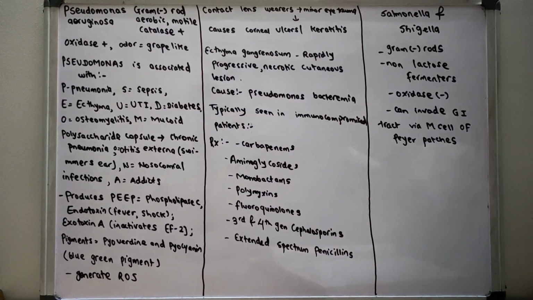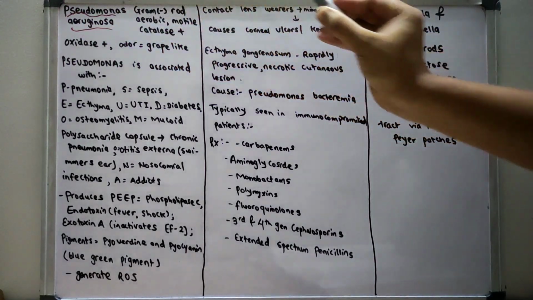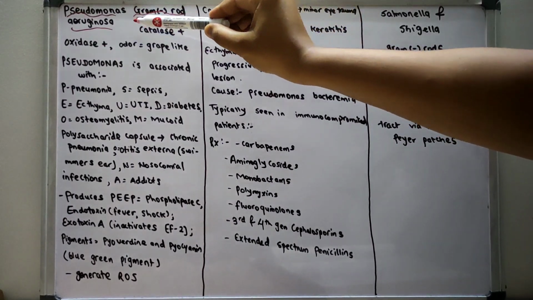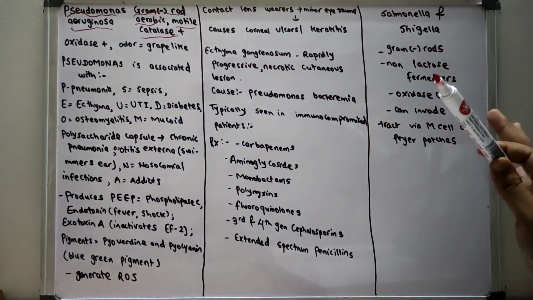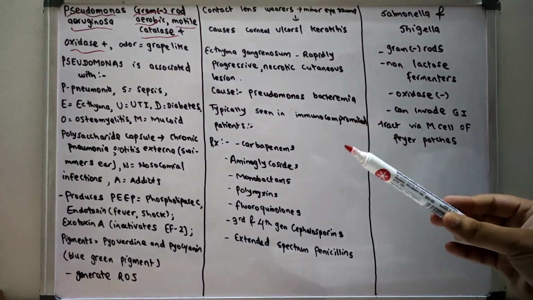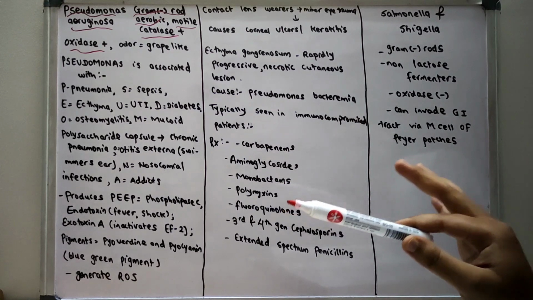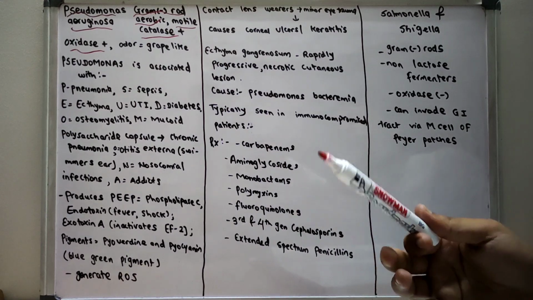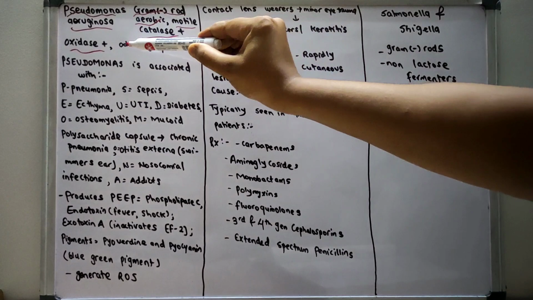Today in this video we are going to talk about Pseudomonas aeruginosa. Pseudomonas aeruginosa is a gram-negative rod. It is aerobic, motile, catalase positive, and also oxidase positive. So Pseudomonas aeruginosa is a gram-negative rod, which is an aerobic, motile, catalase positive, and oxidase positive organism. The odor of Pseudomonas aeruginosa is grape-like.